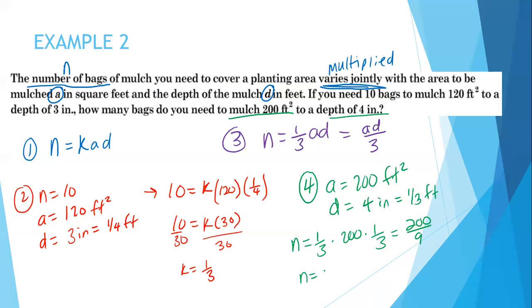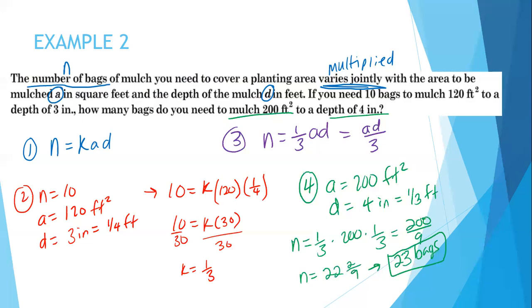9 goes into 20 2 times with 2 left over. So we end up with 22 2/9. So for the number of bags needed, can you buy 2/9 of a bag? No. So the answer would be 23 bags in order to guarantee you cover everything, because I went over 22. Does that make sense? And we round up because this is a real world situation. You're not going to under mulch your yard.